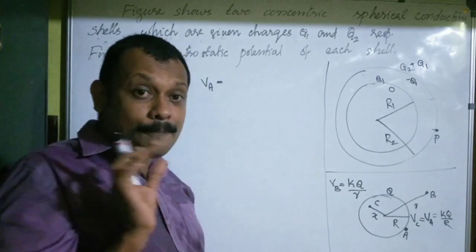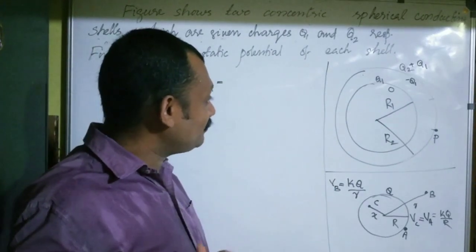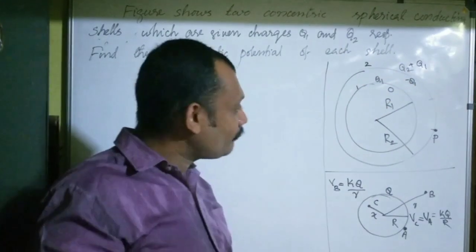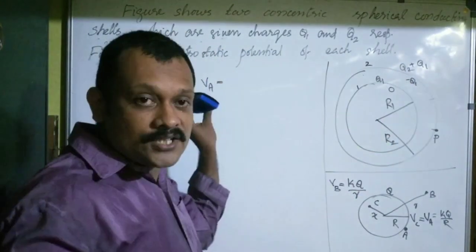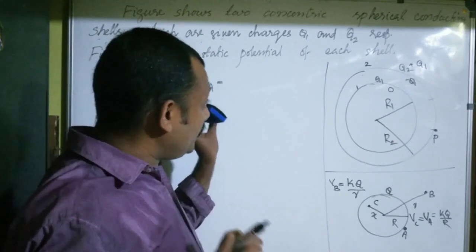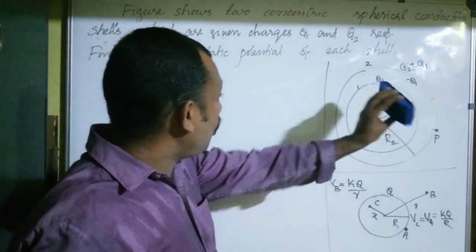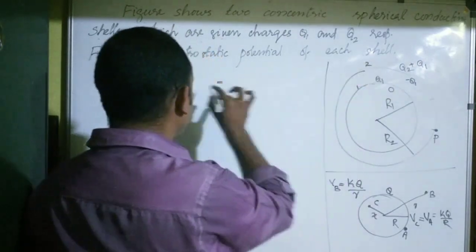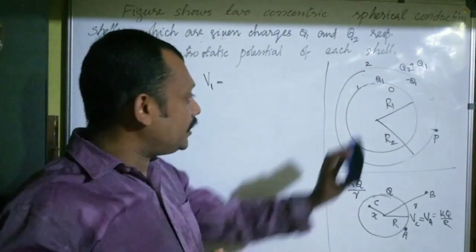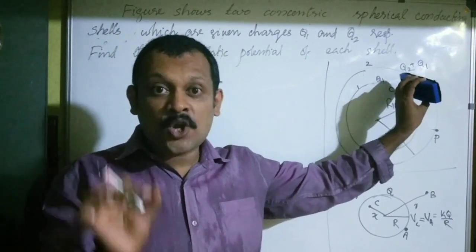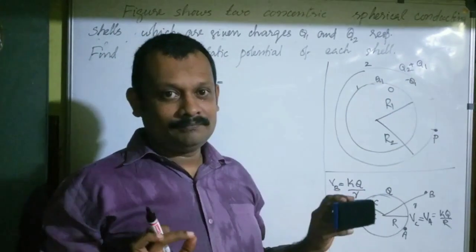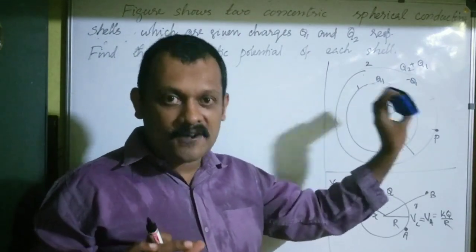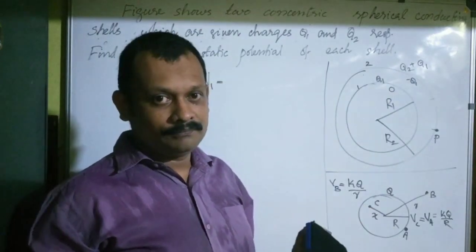One important point you have to consider here: I will call this sphere 1 and this sphere 2. So I am finding what VA stands for, the potential at the surface of the first sphere, or I will use V1 because we have used symbols 1 and 2. So V1 is the potential at the surface of sphere 1.